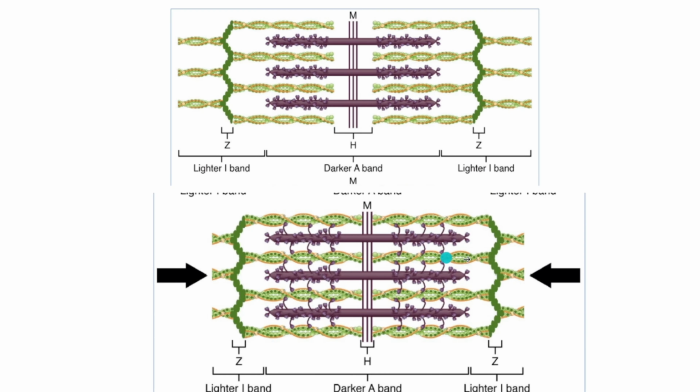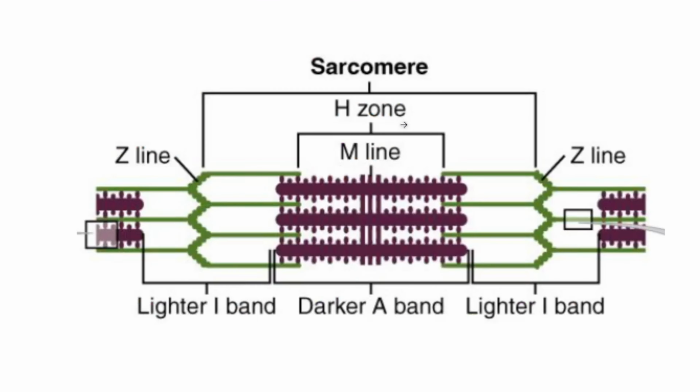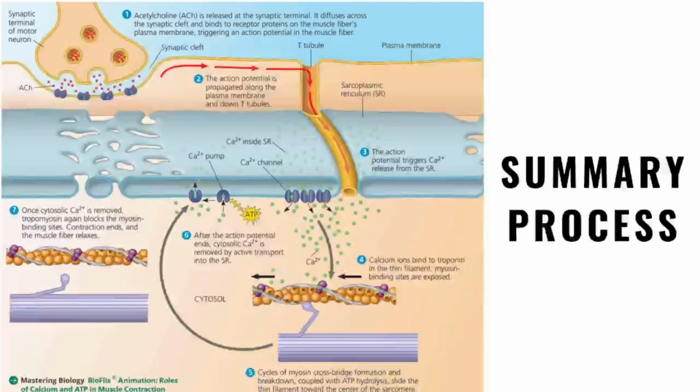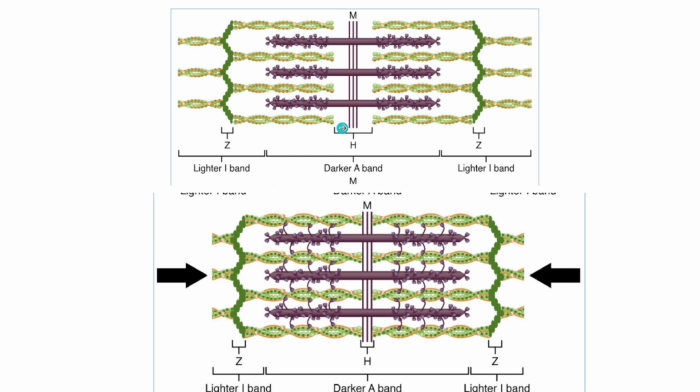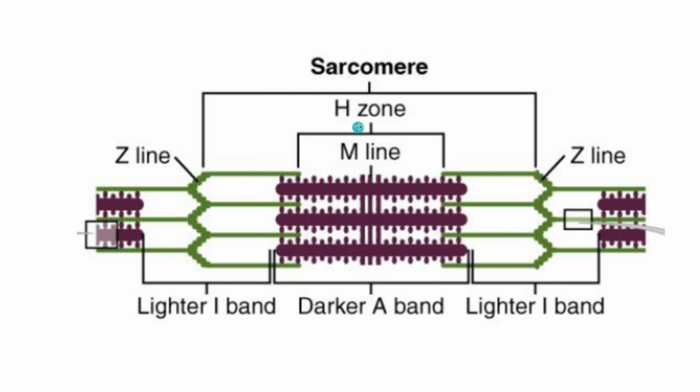And then, this is the diagram you need to know for the normal, relaxed situation. So this is the H zone. Just now, sorry, the H zone is here. It only has thick filament here. Thick filament, not here. This one is the sarcomere. The H zone only has thick filament here, and the dark A band includes thin and thick filament. The H zone includes thick filament only.